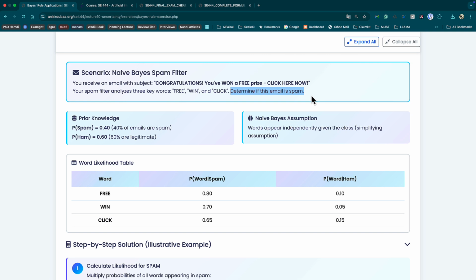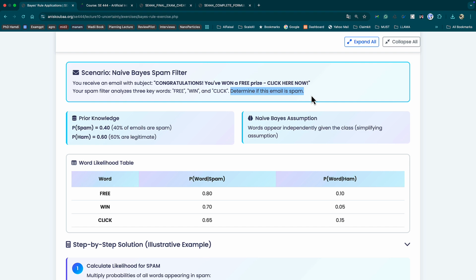So now we talk about having an evidence. What is our evidence? Free, win, click. Usually in Bayes we want to calculate a posterior given an evidence. So we need first of all to identify what is the evidence and what is the posterior. What is the evidence? The words observed. What is the posterior? Spam. So what is the probability of spam? The posterior is something that I don't know, and the evidence is something that I know, that I have observed. So I want to calculate the probability of this email being spam, which I don't know, given that I know this email contains the following evidence, the three words.